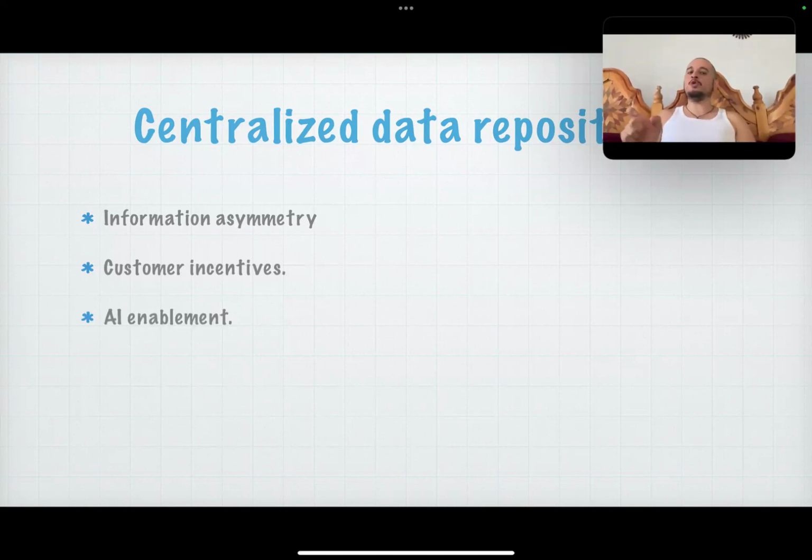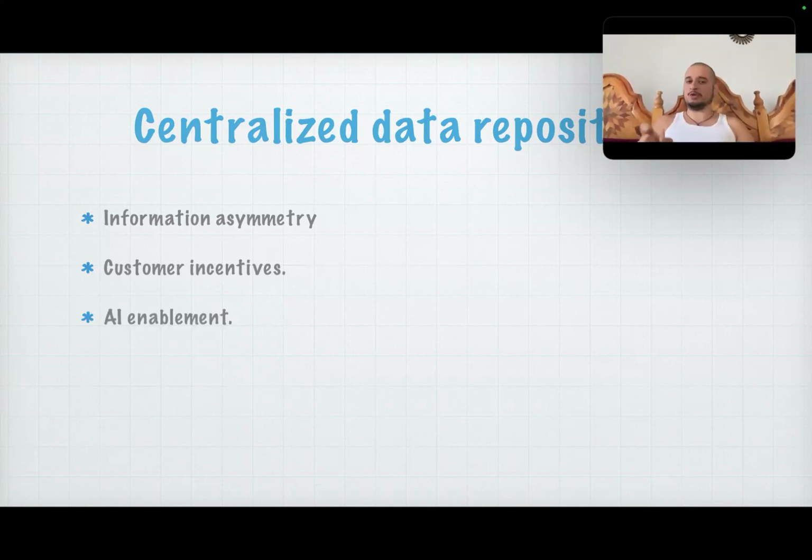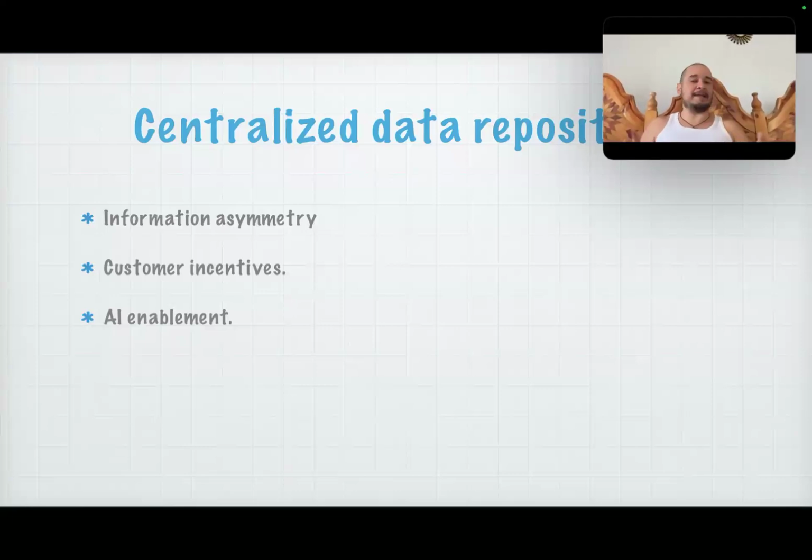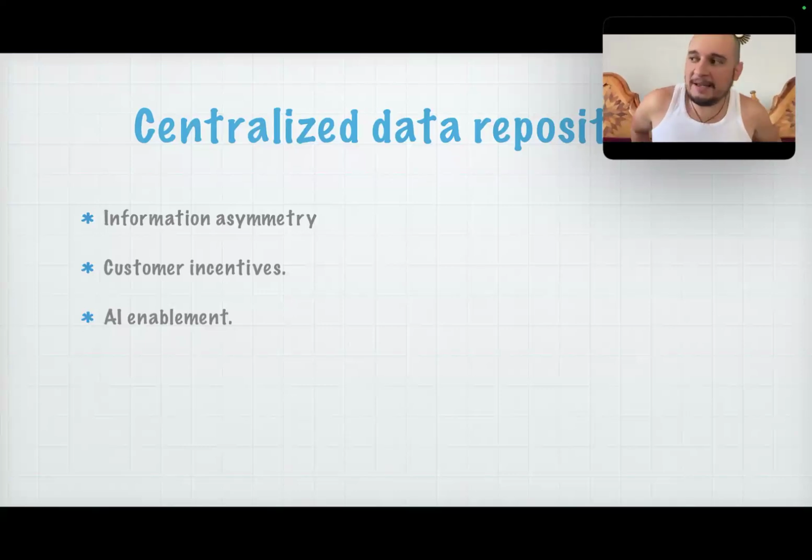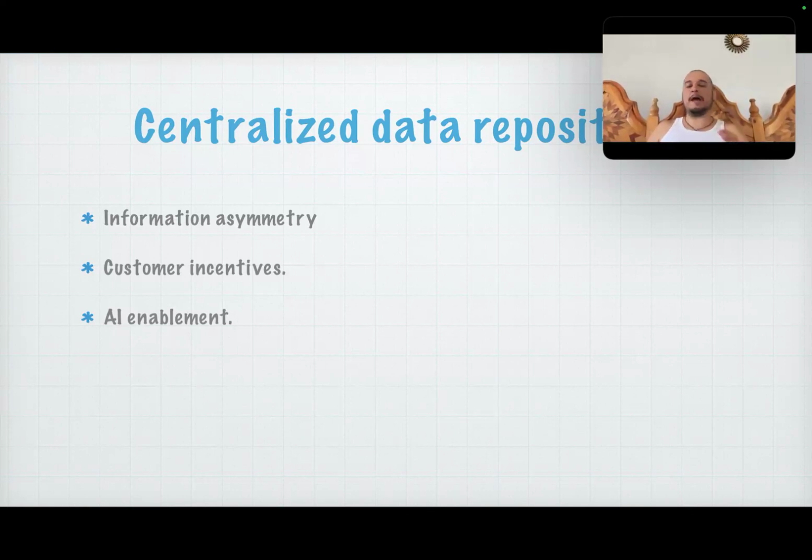Now, how do we offset that incentive? And this is where it starts to get very interesting, because right now we have AI enablement. So we can say, for example, okay, I will not, as a centralized data repository, make available your information to everyone. No, I will not do that. I will only make it available with who has a good fit for you.